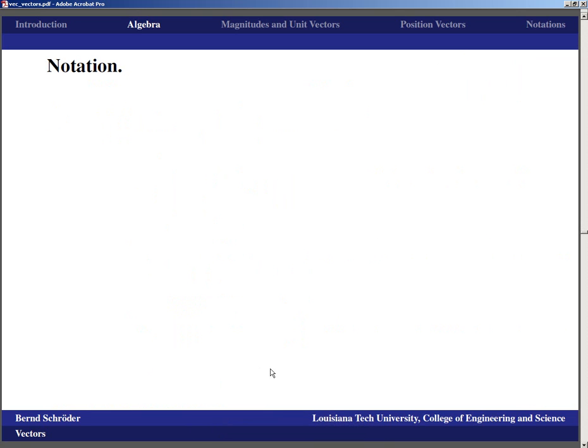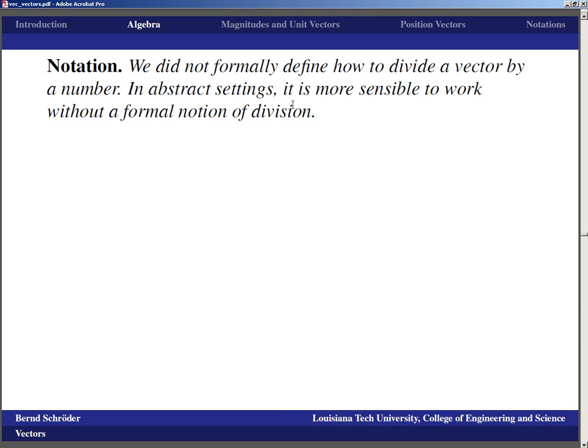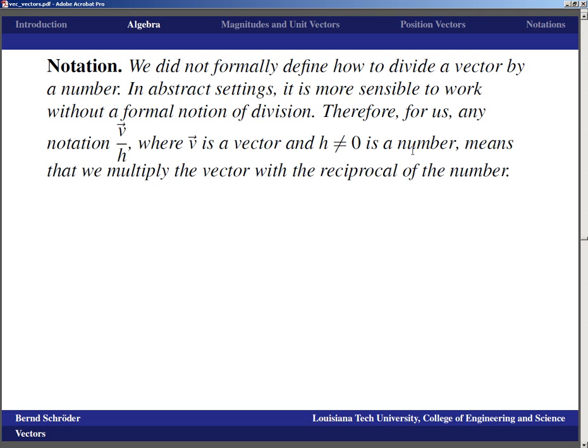Okay, notation for vectors is always something that takes a while to get used to. However, it's not something we should worry about too much. We did not formally define how to divide a vector by a number, because in abstract settings it's more sensible to work without a formal notion of division. Basically, division in abstract settings gets so problematic that ultimately you just don't want to deal with it. So for us, the notation v over h, a vector over a number, where v is a vector and h not equal to 0 is a number, means that we just multiply the vector with the reciprocal of the number. So v over h will be 1 over h times the vector v.